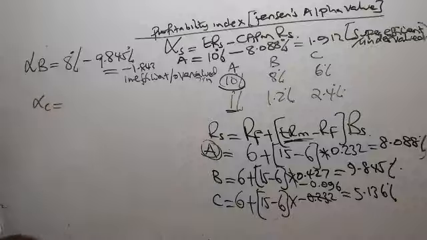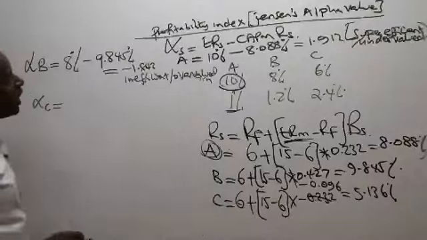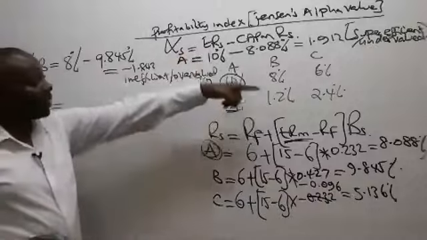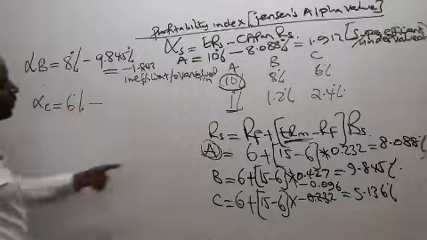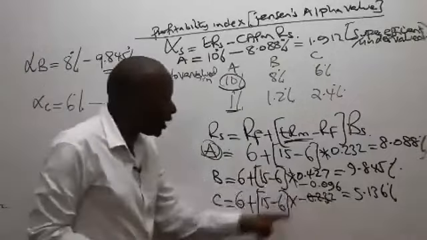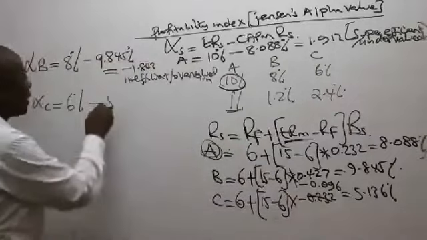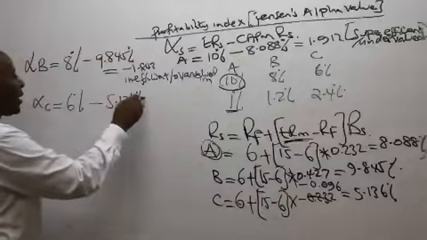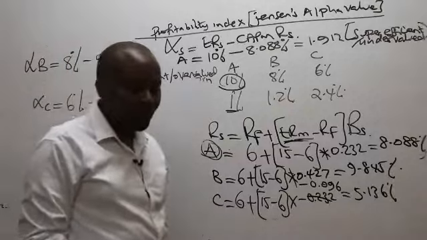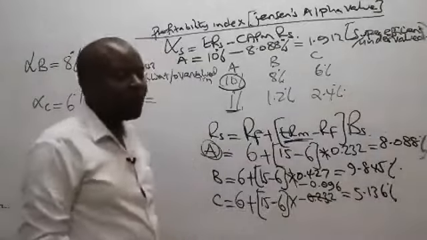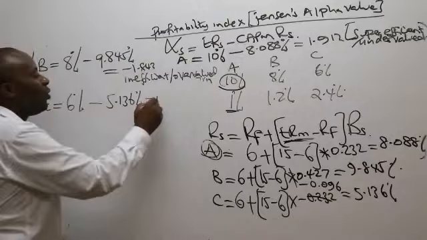How about alpha of C? Following this formula, I'll take the expected return of C, which is 6%, minus the CAPM return of C, which is 5.136%. So then this one will end up giving us what figure? Super efficient, 0.864. Thank you very much.